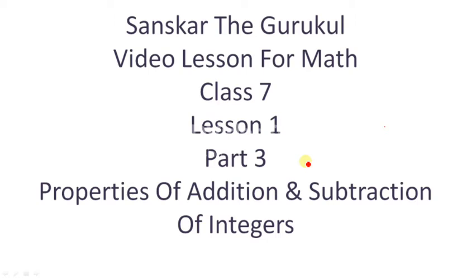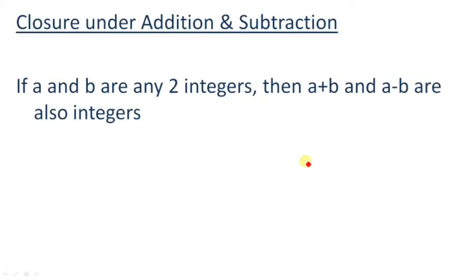In the previous lesson, we learned about exercise 1.1 and how to use the number line and different operations using positive integers and negative integers. Our chapter on integers is still going on, and today we learn about some properties of addition and subtraction of integers. Okay, so without wasting time, let us proceed to the chapter.